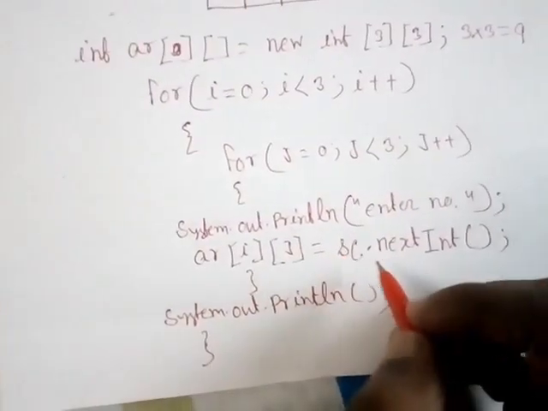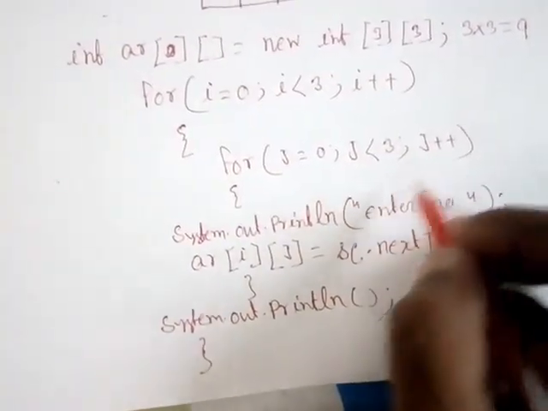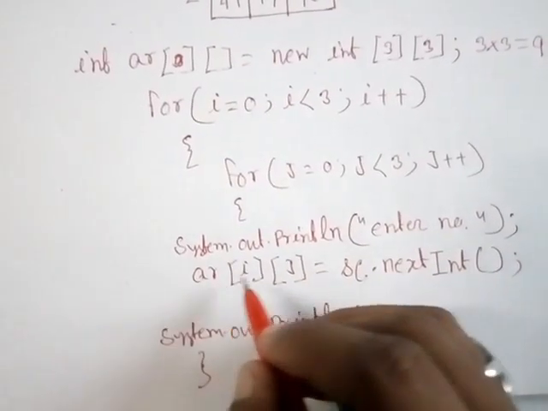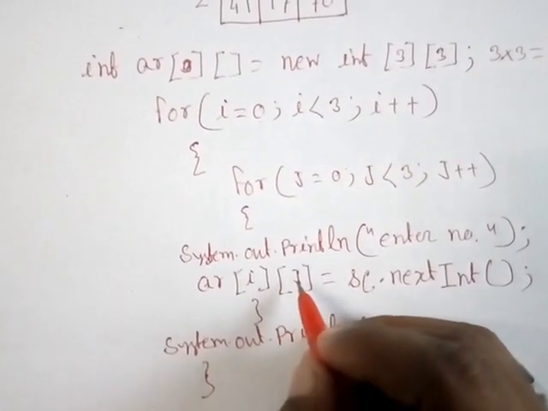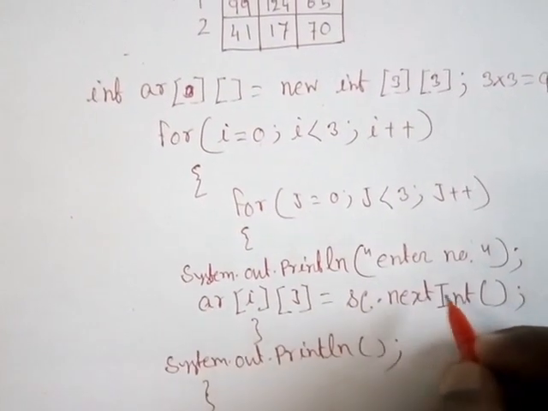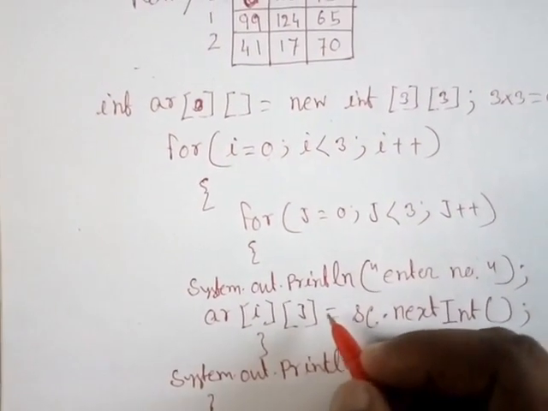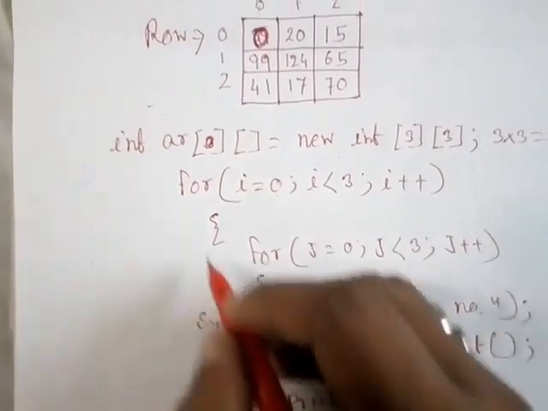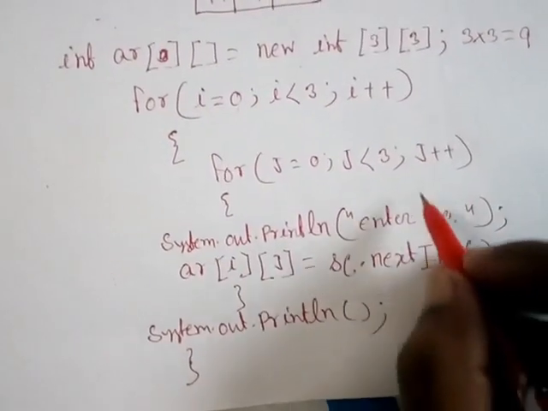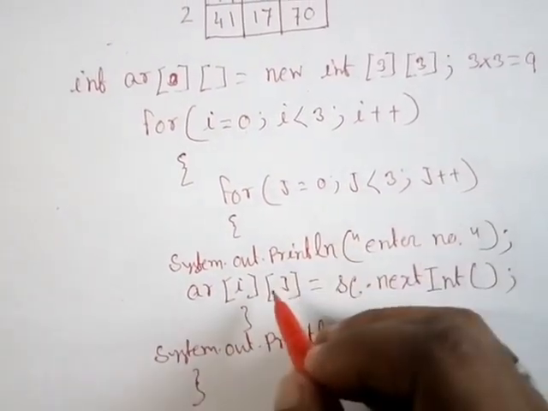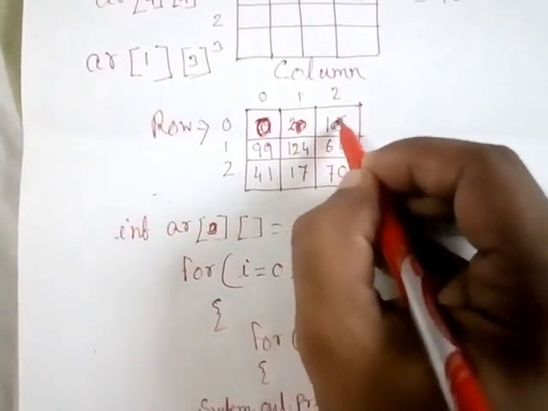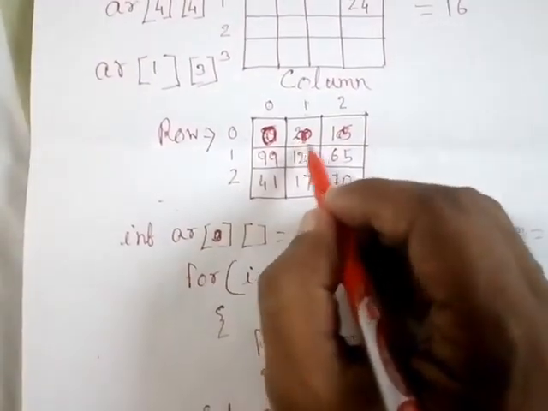Stored in the array. Next time, j plus plus, which means the value of j would be 1. Then enter a number. Once again AR[I][j], that means AR[0][1]. The value of I would be 0, it will not change. AR[0][1] equal to SC dot next int. Once again the user has to enter another value. That value will go to the 0 and 1 position. 0 1 means row 0 column 1, that means this position. Then j plus plus, second position. Next 0 2. 0 2 means which position? Row number 0 and column number 2, that means this position. So automatically 1 2 3 values you have entered.